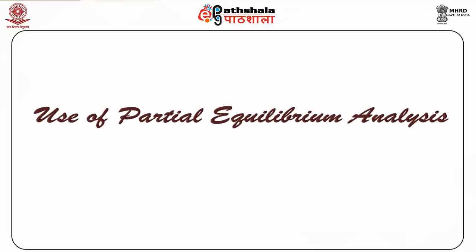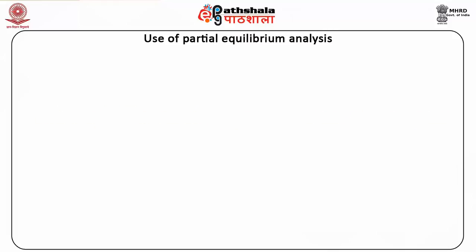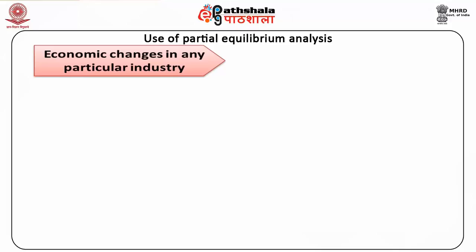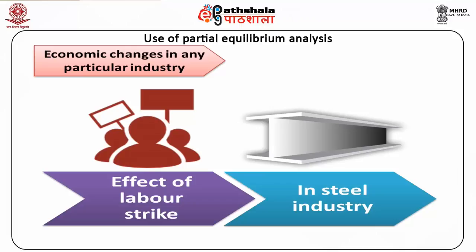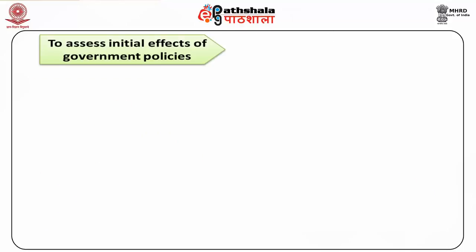Now we will discuss the use of partial equilibrium analysis. Partial equilibrium analysis is helpful for two types of problems. First is when we are interested in analyzing economic changes in any particular industry, for example, the effect of a labor strike in the steel industry. Each market in partial equilibrium analysis is regarded as independent of the other. Second is to assess initial effects of government policies, such as excise or customs duty on some particular product. Partial equilibrium analysis studies these initial effects.